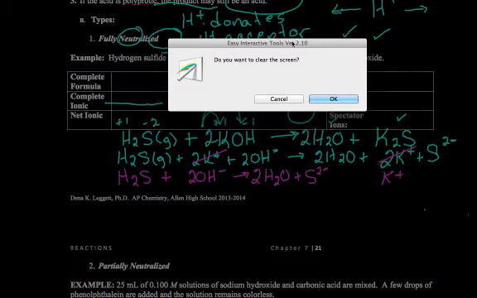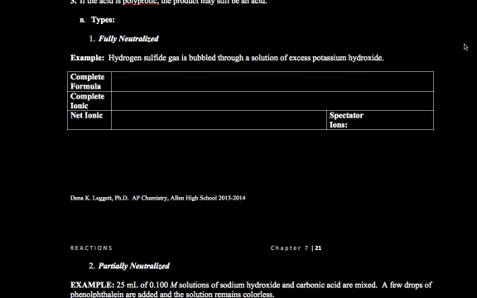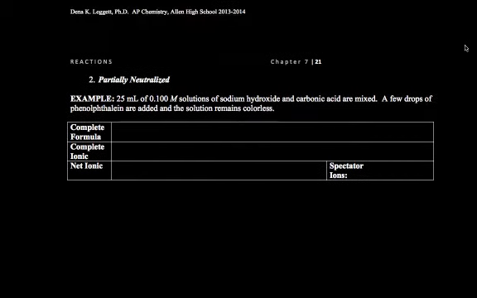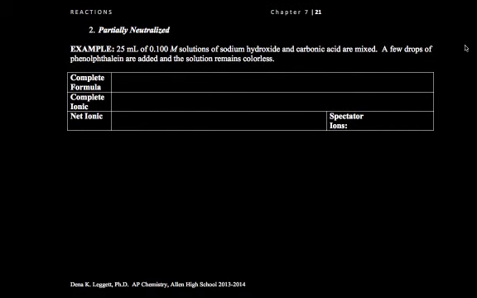Now let's take a look at a partially neutralized reaction. This would really lead us into a stoichiometry reaction. So let's first write the equation, or our reactants to start with. We have sodium hydroxide, solution of means it's aqueous, and carbonic acid. Acids are always aqueous.